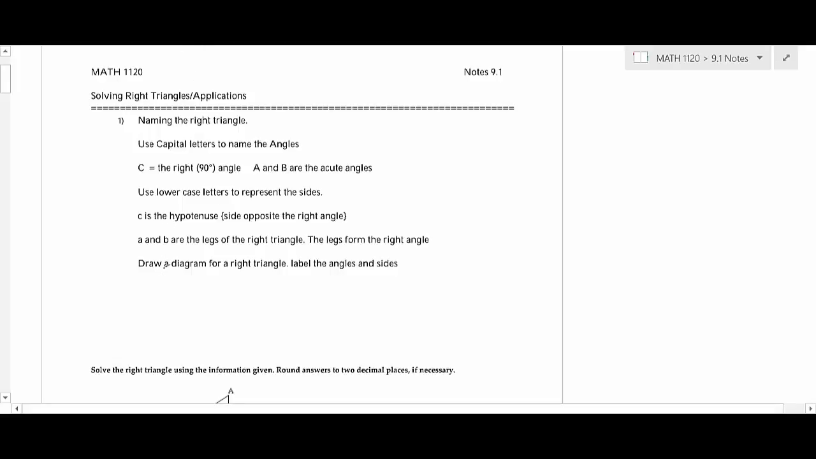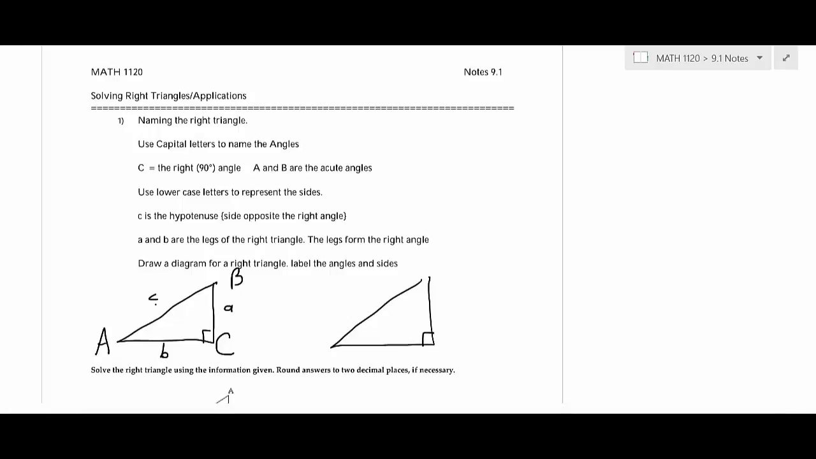First of all, what I want to go through is show you the convention that you name right triangles. I want you to draw two right triangles like this. You're generally going to see me write it one of two ways. We always use capital letters, and C is the right angle. A and B are the other two angles that are acute. Then we use lowercase to represent the sides. So that would be a, opposite B would be little b, and opposite that is little c. That's what you're more familiar with from the Pythagorean Theorem, a squared plus b squared equals c squared.